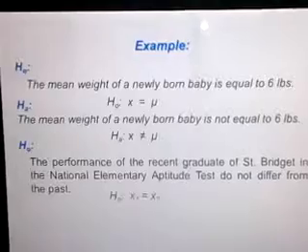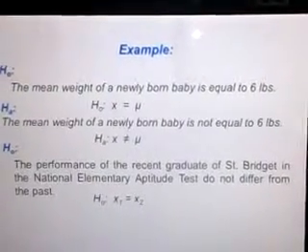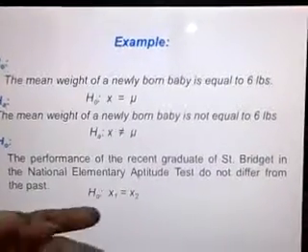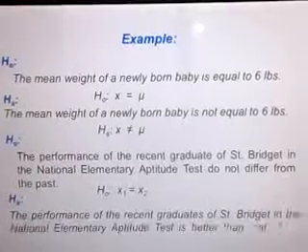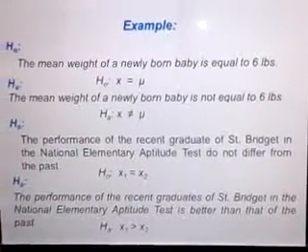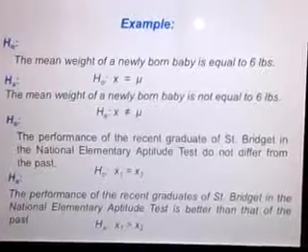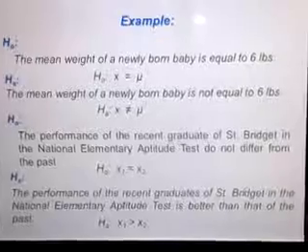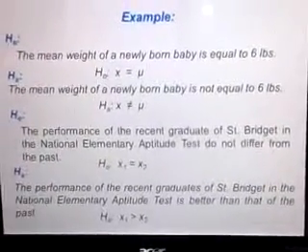Our null hypothesis: the performance of the recent graduate of St. Bridget in the National Elementary Aptitude Test does not differ from the past. So our mean 1 is equivalent to our mean 2. Our alternative hypothesis: the performance of the recent graduate of St. Bridget in the National Elementary Aptitude Test is better than that of the past. So our mean 1 is greater than our mean 2.